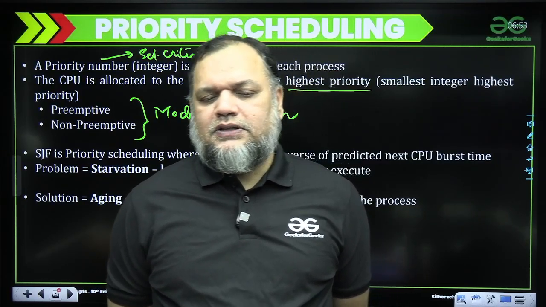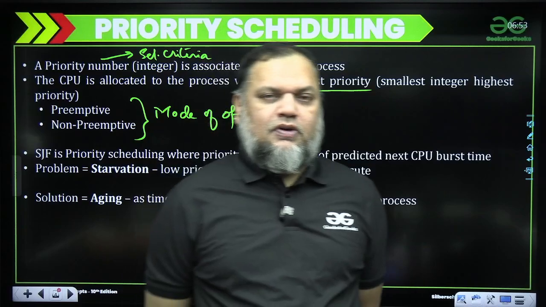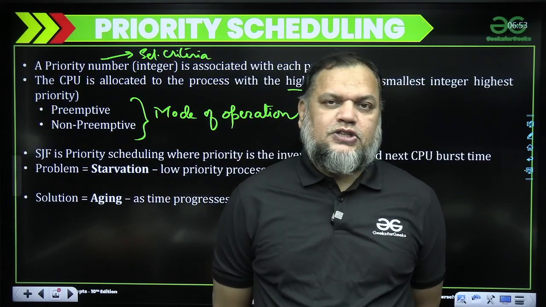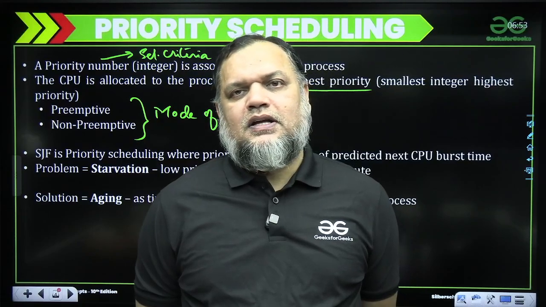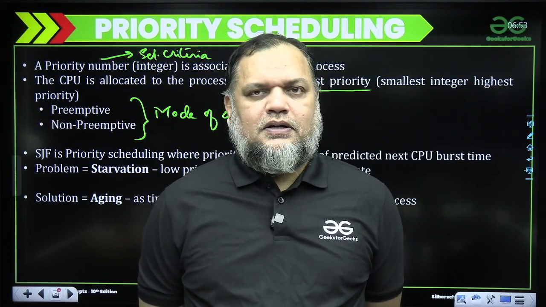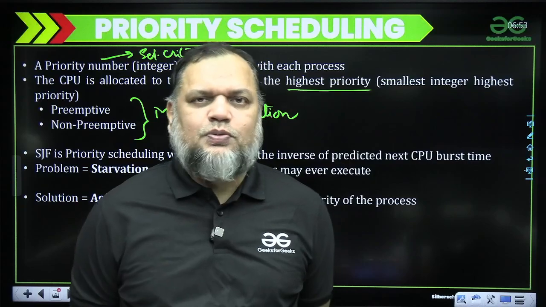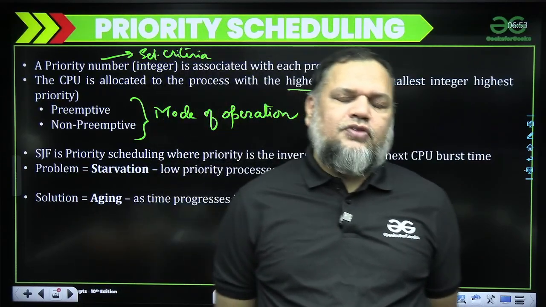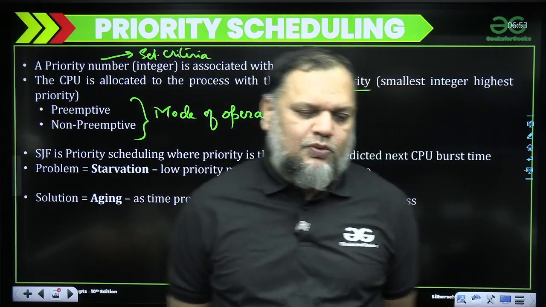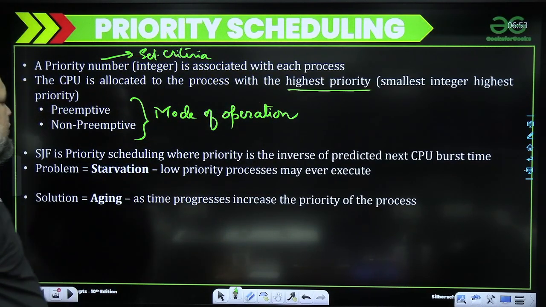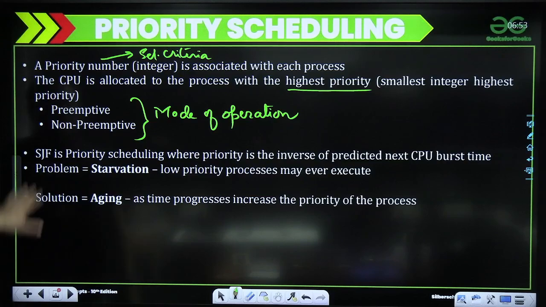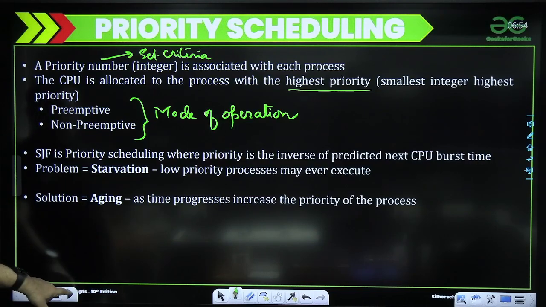In SJF, we look into the burst time. Here we look into the priority. In fact, SJF is a type of priority scheduling where we give the highest priority to the process having the least burst time. So SJF can essentially be treated like priority-based scheduling. The way it works is exactly like SJF, so we shouldn't have much problem here. SJF is priority scheduling where priority is the inverse of the predicted next CPU burst time. Of course, the problems and solutions we should see at a later point of time.